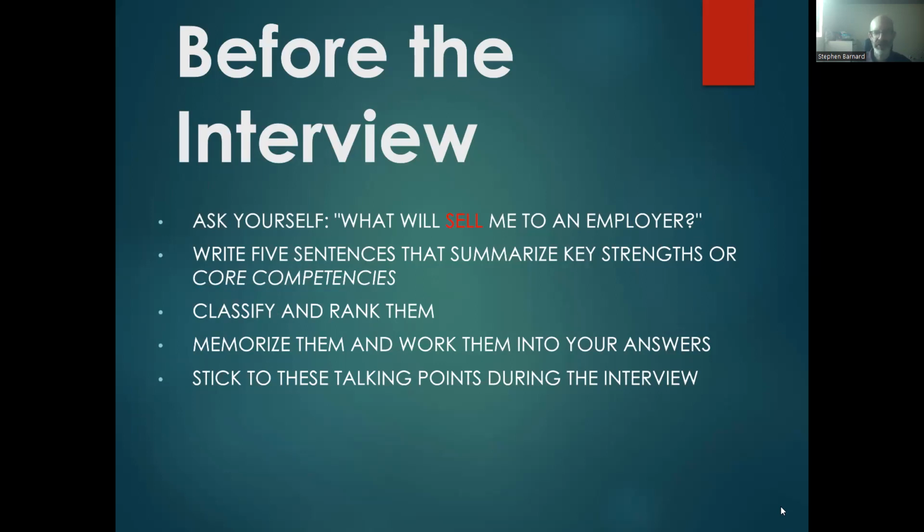Okay, so before the interview, here's what you should do. Ask yourself, what will sell me to an interviewer? Look at yourself in a mirror and say, why me? Why should a company choose me and not somebody else? What do I do well? What are my personal qualities? What are my educational qualities? What are my professional qualifications, my work experience? What makes me a great package?